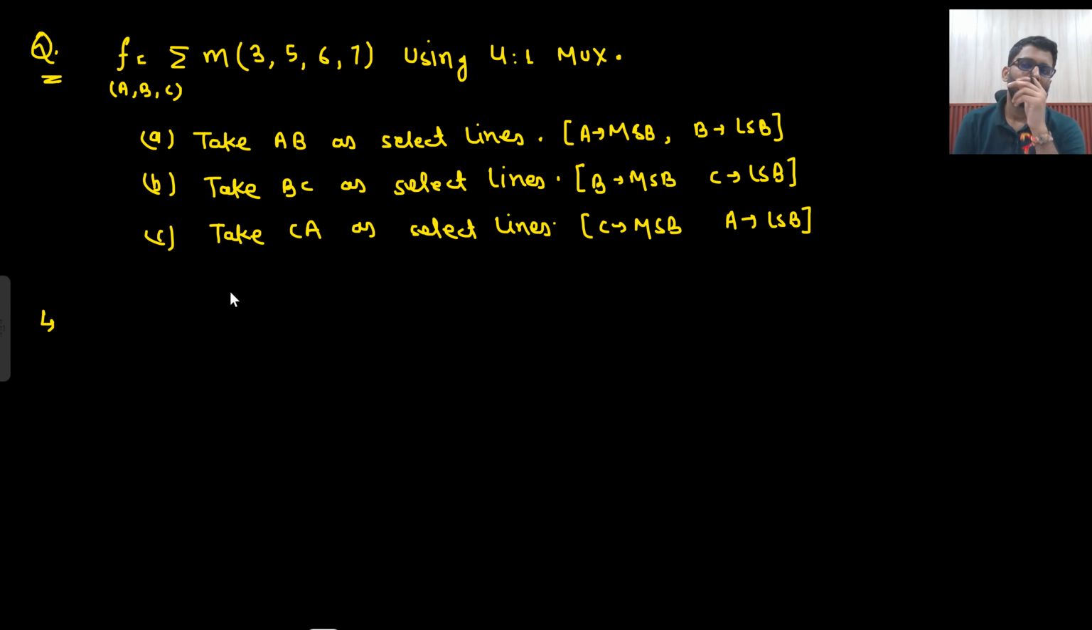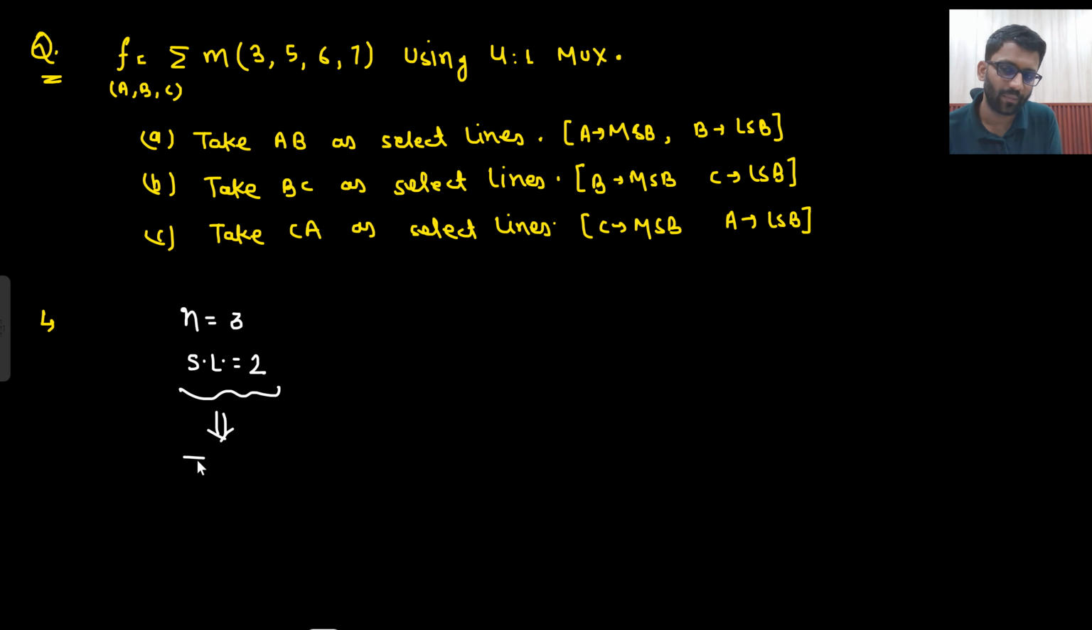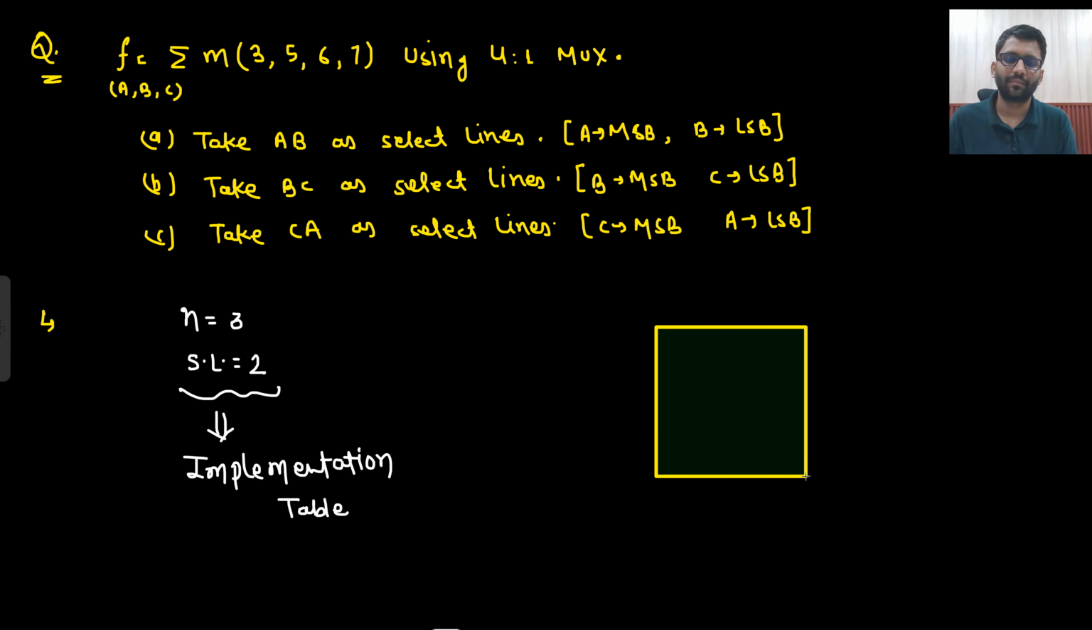Now see this question. How many variables are there? 3. Using a 4 cross 1 MUX, how many select lines are there? 2. So now the interesting thing will come. Here the number of variables is 3 and the select lines are 2. So here you will make an implementation table.